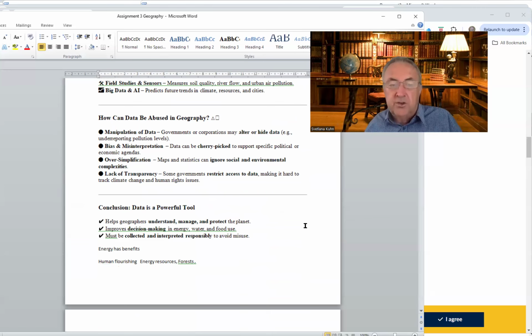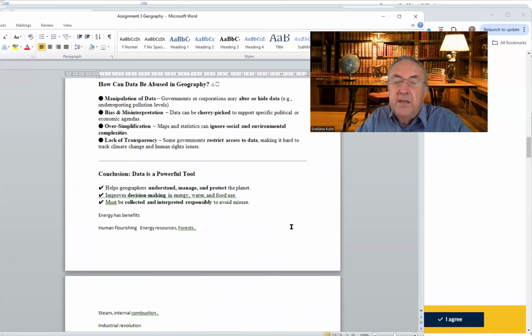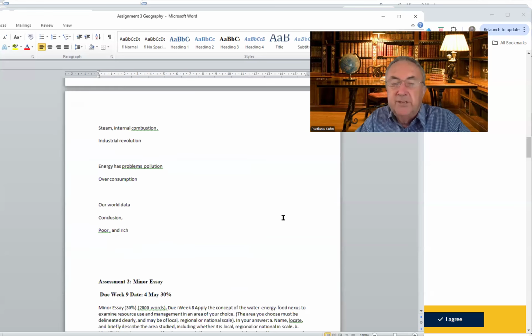And so in conclusion, you draw together this discussion on data and its use and occasional misuse in order to discuss the ways in which data can help us understand and manage resources such as energy, food, water, and other resources.